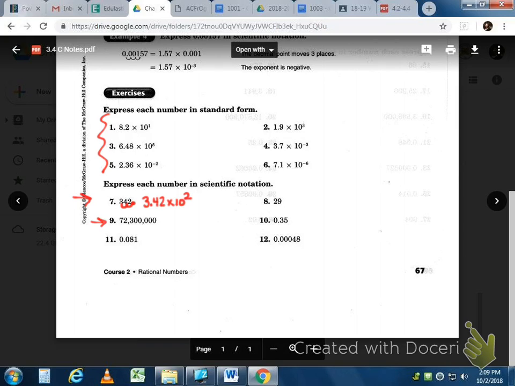Number 9, 72,300,000. I've got to keep moving it until I get to where? Where do I want my decimal to end up? Who knows? Somebody that hasn't gotten a ticket. Jade? Between the 7 and the 2. So you would say 7.23 times 10. How many places did we have to move it? Jade, do you know? 7. 7.23 times 10 to the 7th. And last one, 0.081. I'm going to have to move it until I get to the other side of the 8. 8.1 times 10. Since it's a decimal, it's going to be negative. How many places did I move it? 2.